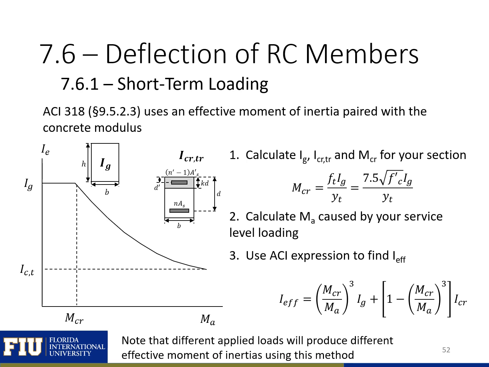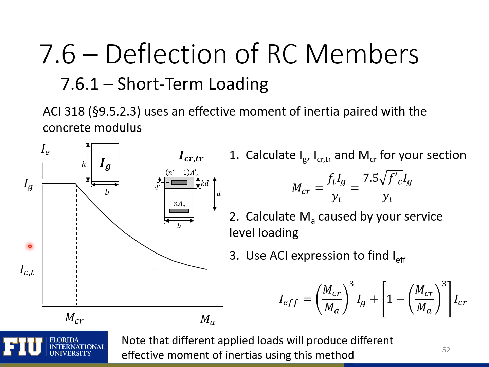ACI allows us to use an effective moment of inertia depending on our loading. We'll do this by first finding our gross moment of inertia, our crack transformed moment of inertia, and our cracking moment using this equation here. Then we can calculate our maximum moment in the member due to service loads, our M sub A, and we can use that M sub A to determine where we are on our diagram here to the left.